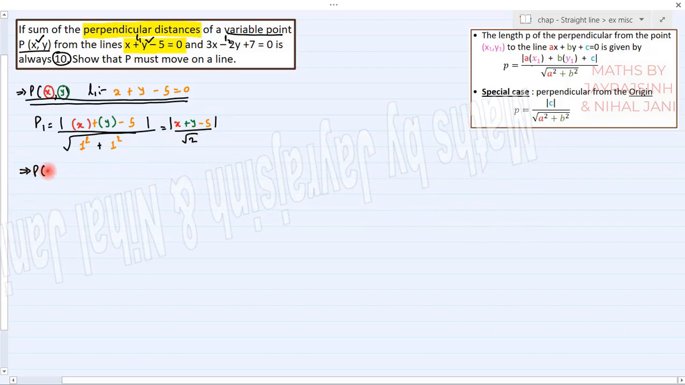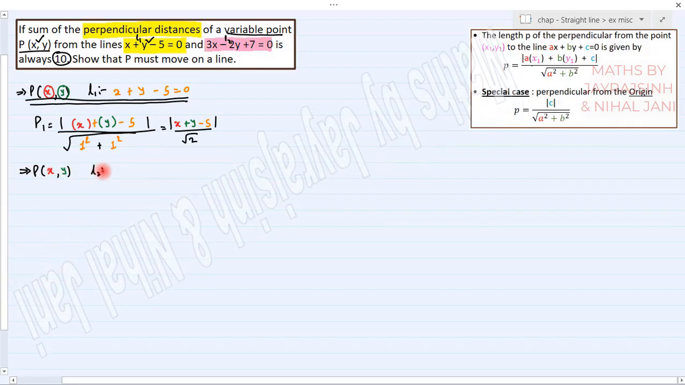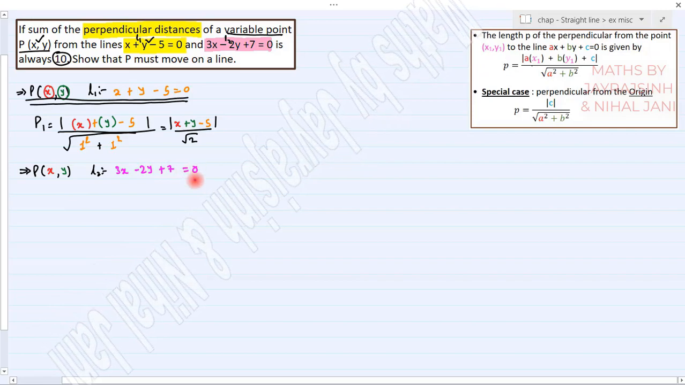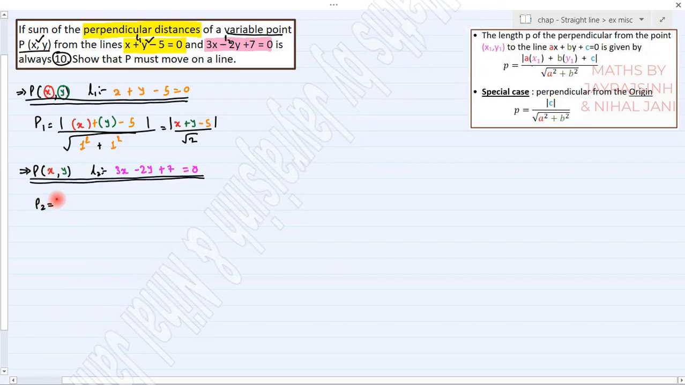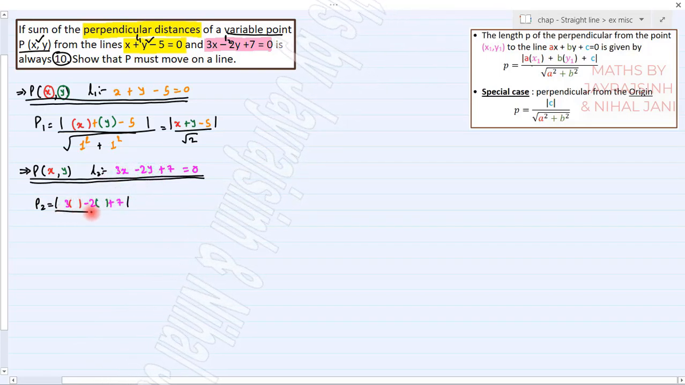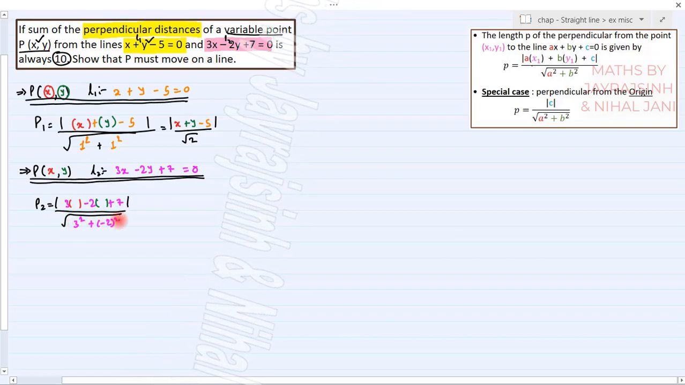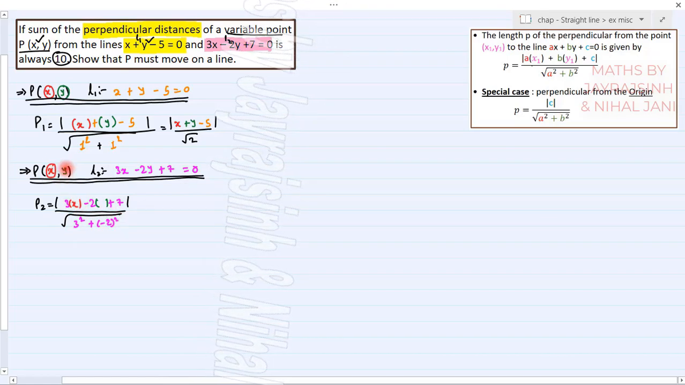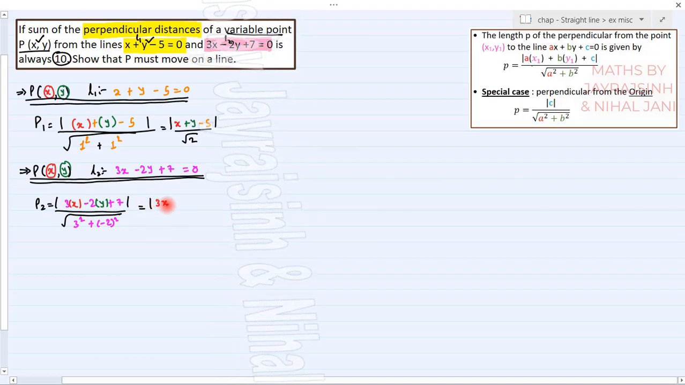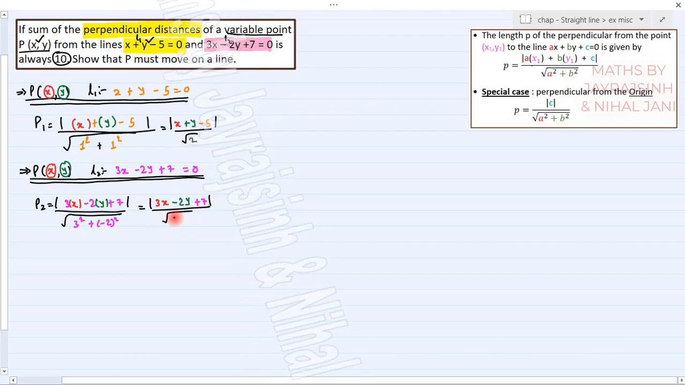Similarly, we have to find the perpendicular distance from P to the line L2, which is 3x minus 2y plus 7 equal to 0. Let's say it is P2 and its numerator will be mode of the equation of the line upon under root of coefficient of x square plus coefficient of y square. Instead of the x and y, we place the x coordinate and y coordinate. So we'll get mode of 3x minus 2y plus 7 upon under root of 13.